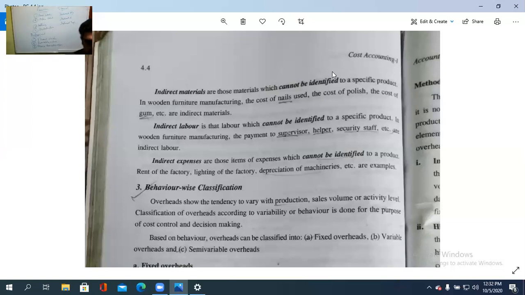So fixed overhead, variable overhead, and semi-variable overhead. Based on the behavior, fixed means it remains constant throughout. Even though the production or the volume of output changes, it remains constant. While variable means it varies according to the level of output produced. And semi-variable is half fixed and half variable.